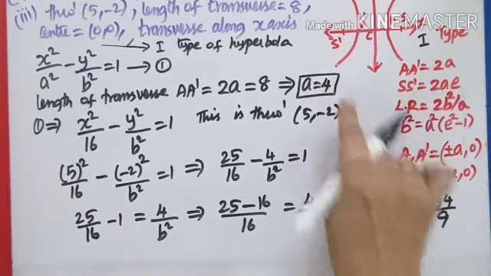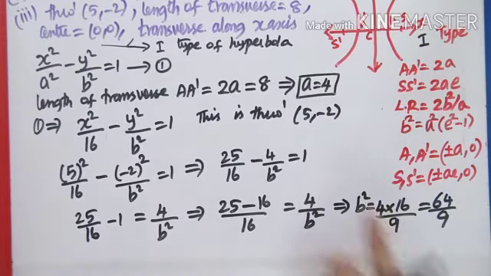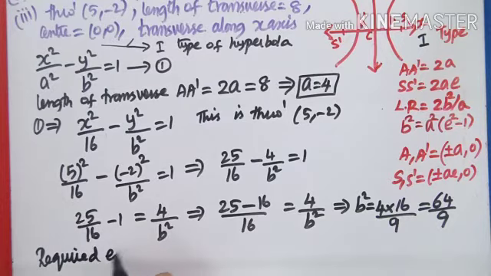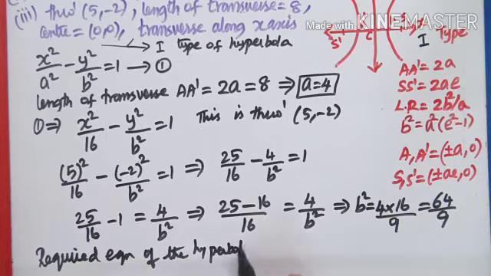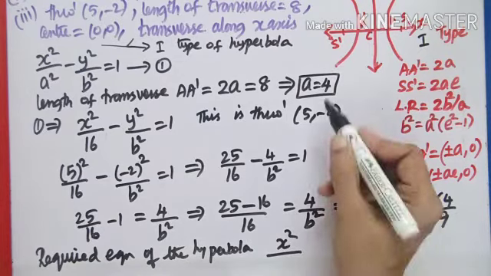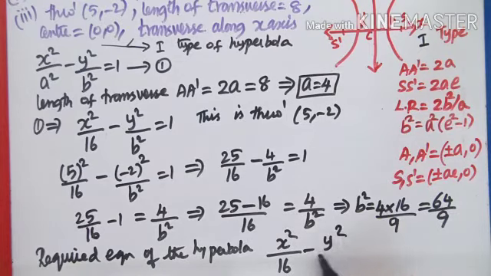Once I know what is a and b, put it back in equation 1. So the required equation of the hyperbola is x square by 16 minus y square by 64 by 9 equals 1, and that is the answer.